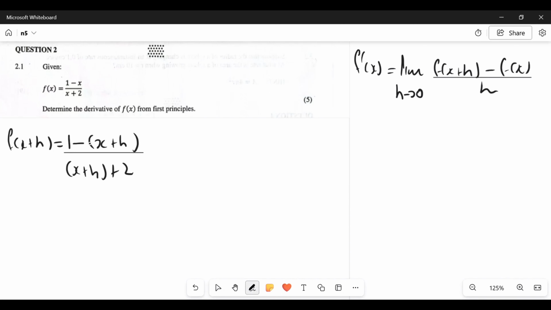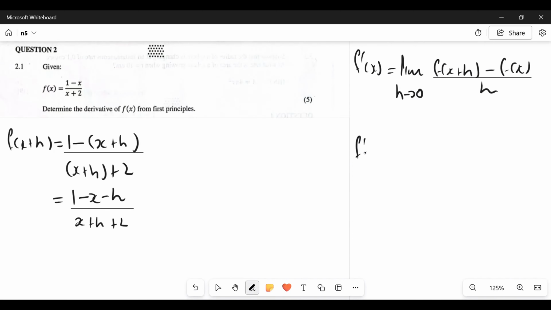Let's simplify our f of x plus h further. If we continue, multiply by the negative to remove the brackets, we're going to have negative x minus h on the numerator. On the denominator, we're just going to have x plus h plus 2. So this here is our f of x plus h. What we need to do here is to substitute our f of x plus h and also our f of x into the formula. Right, so let's do it.